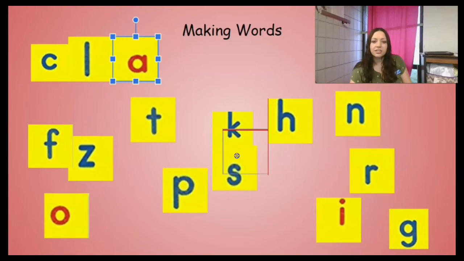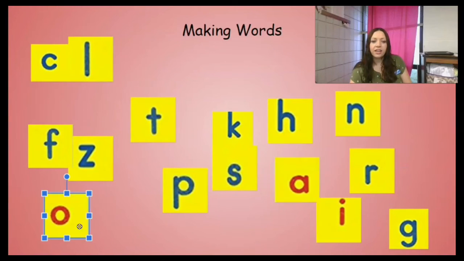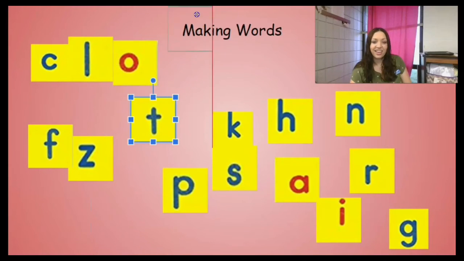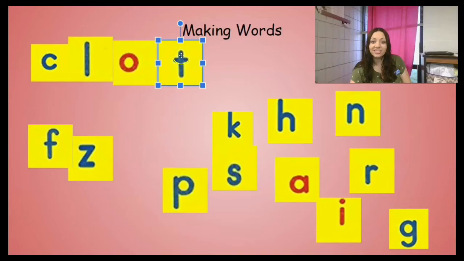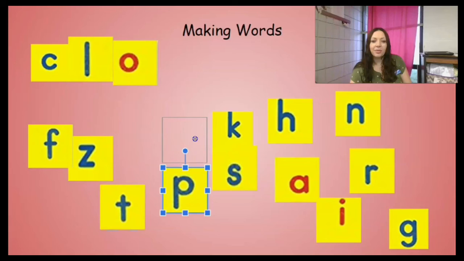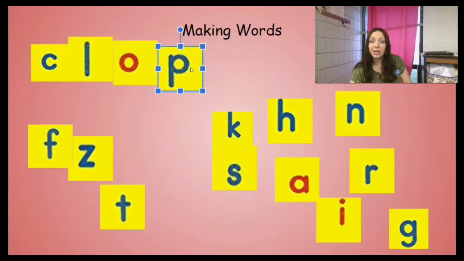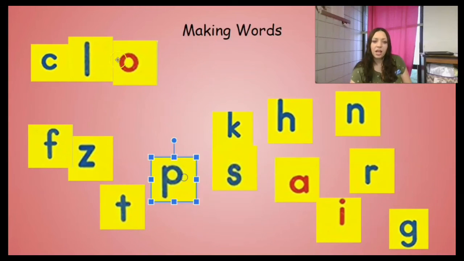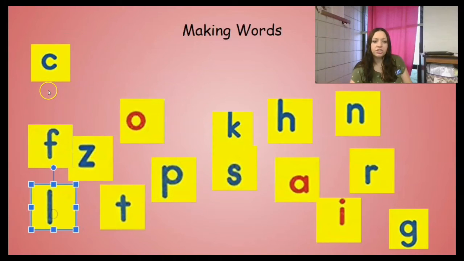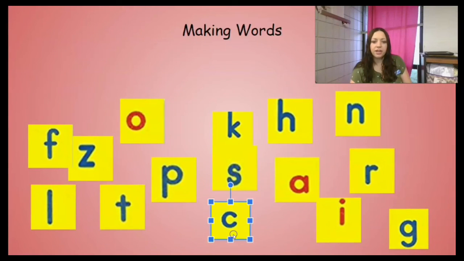Let's see what else I can do. What if I add an O? Now I have cl, ought. If I add a T, it would be cl-ought, clot. Or I can add a P and it'd be clop, clop. And we can also make silly words too. All right, let's try 2 more words for today to kind of warm up.